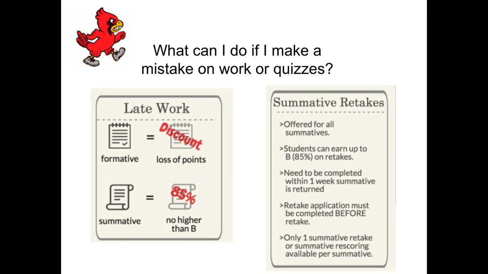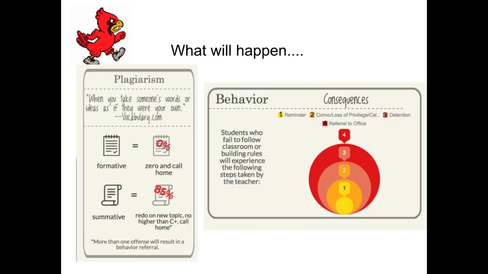So let's say you have a quiz and you get a D on it, you do a retake and you get a C, that's it. You're at a C. You can only do one retake. So we'll be covering this more as we're handing out quizzes, returns, and things like that. But long story short for this slide, late work, not good. And yes, you can do retakes, but only up to 85%. And they have to have an application completed before you do the retake.